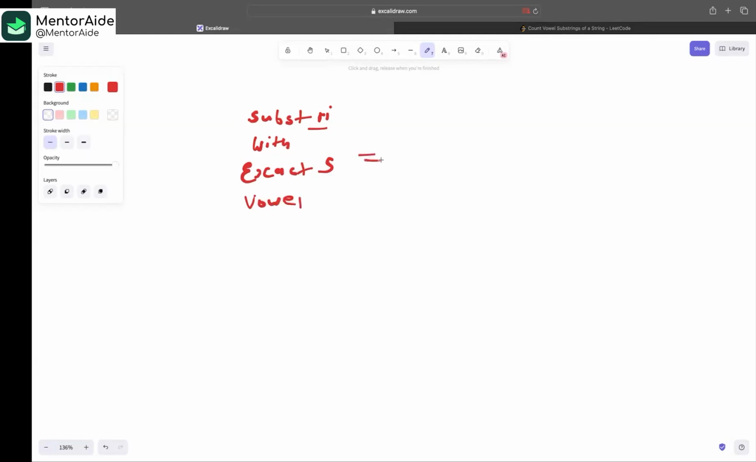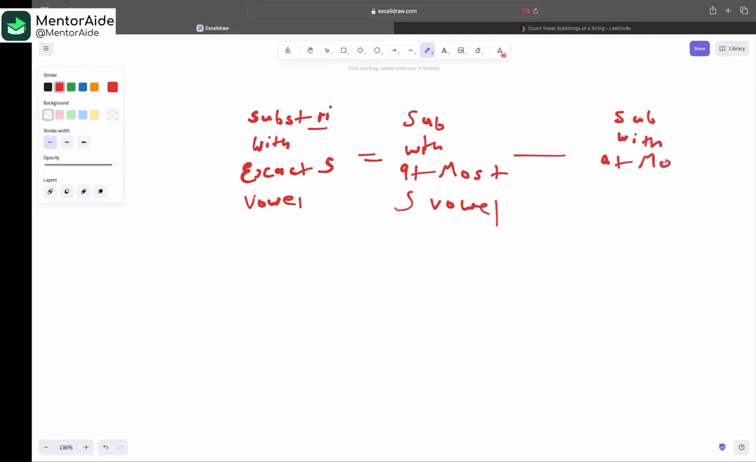Can this be equivalent to substrings with at most, not exactly, 5 vowels, minus substrings with at most 4 vowels? You have already applied this kind of solution in your 11th, 12th for sure, while you were doing probabilities and set operations, union, intersection. Is this formula correct?